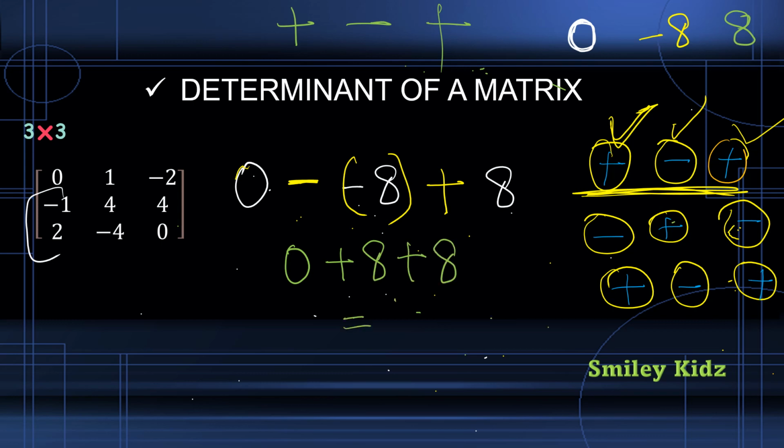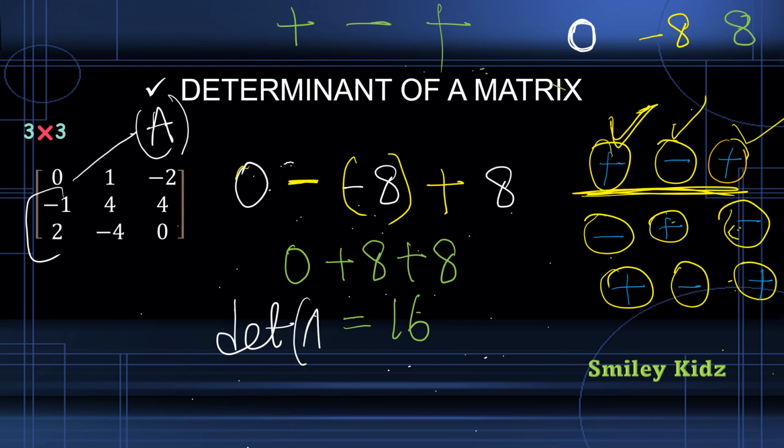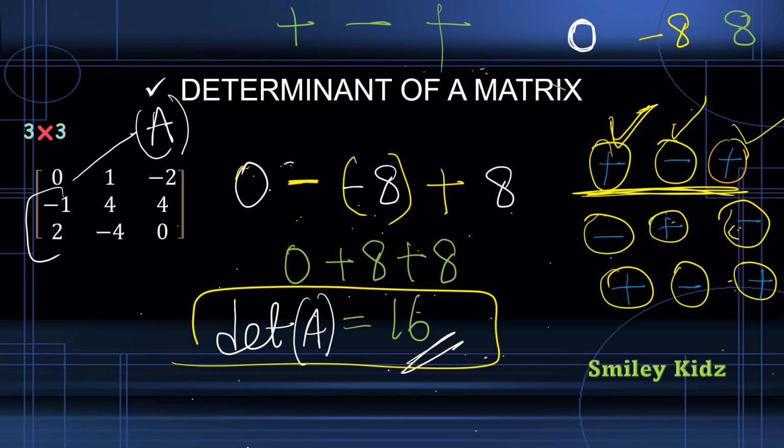This will become 16. So now what is the determinant of this matrix? Let's suppose say this is matrix A. Then what is the determinant of this matrix A? It is 16. Did we all get that?